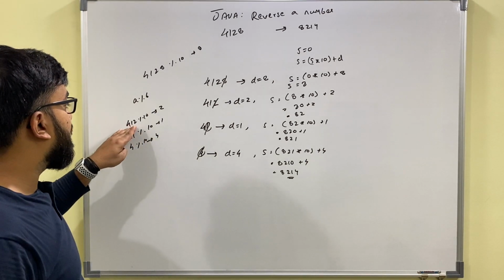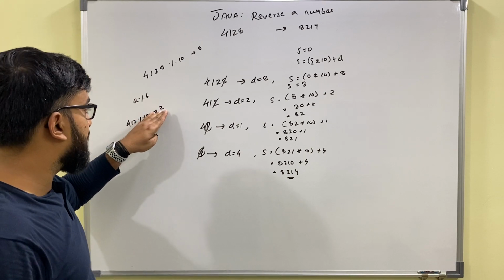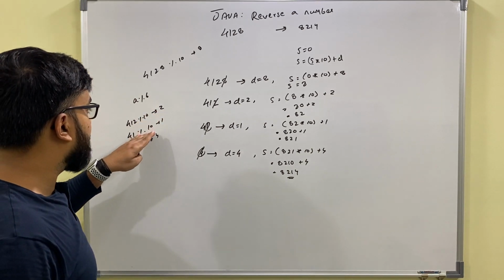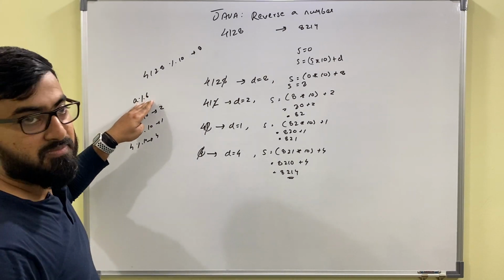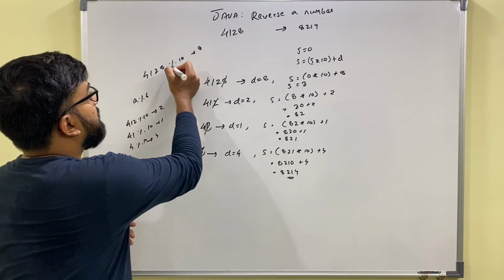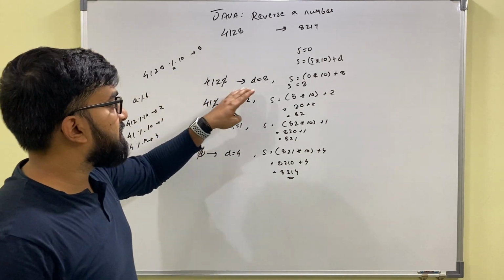Dividing 412 by 10 leaves remainder 2. Dividing 41 by 10 leaves remainder 1, and so on. So the modulus operator basically finds the remainder when a is divided by b. Okay, so we use this modulus operator to get the rightmost digit d.